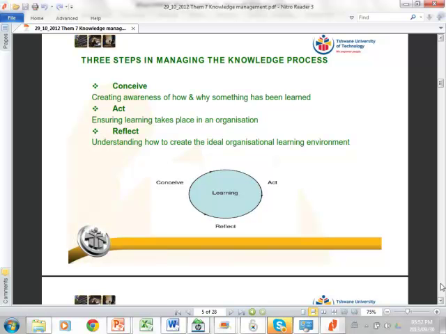And then it's not good enough just to sit back and say, oh, well, we know we need knowledge management and we've now put policies and procedures in place. No, remember we also have to reflect, because we have to understand how to create the ideal organizational learning environment. Because the first time we put policies, processes, and procedures in place, they may not work, because they might not be the optimal ones. So we need to reflect on how did it go.